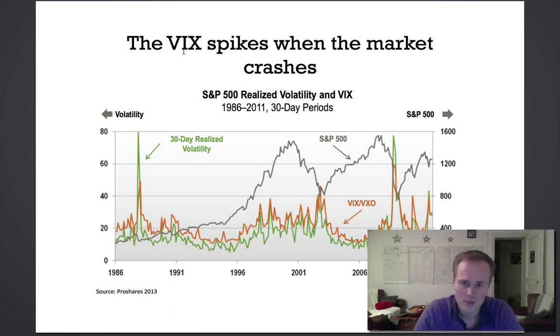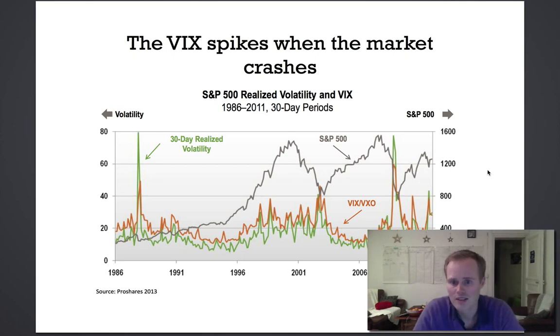The VIX spikes when the market crashes. That's well known: the VIX reflects the cost of implied volatility in the options. When the market crashes, the cost for protection increases. Everybody wants to buy puts, and therefore the VIX increases. But you can see that there's a very interesting negative correlation, about minus 0.7.